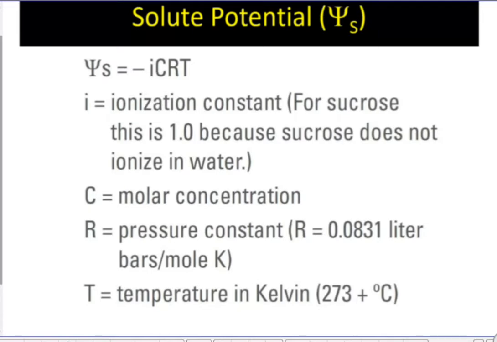You can either make your ionization constant negative when you multiply, or when you write out solute potential equals, like I'm doing here, you can just go ahead and put a negative there before you do any multiplication, before you solve for anything. Write your negative so that you don't forget it.